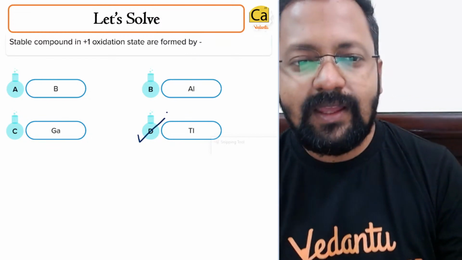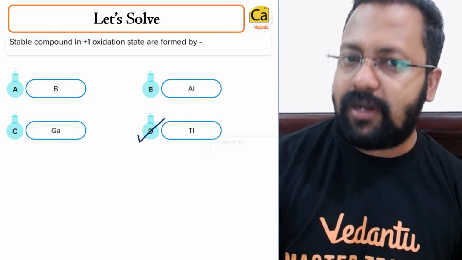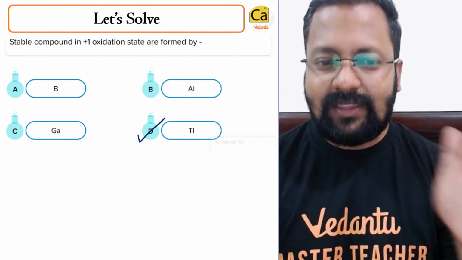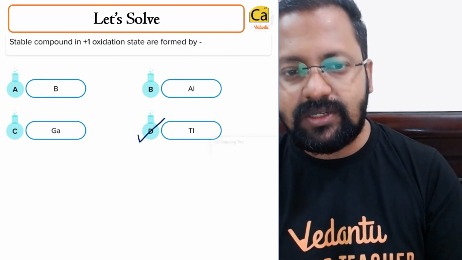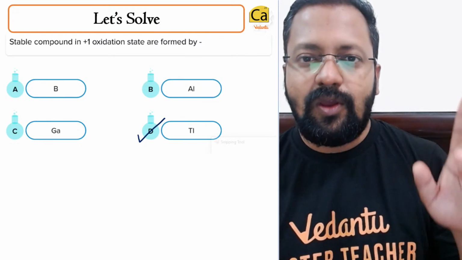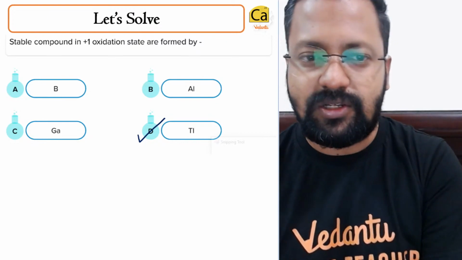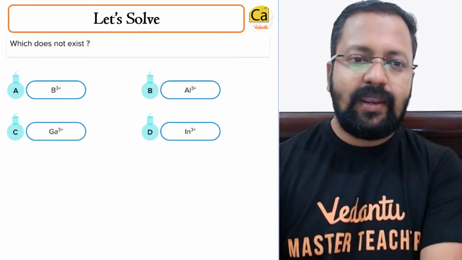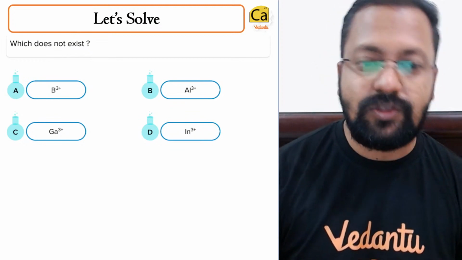D. Thallium. Thallium will form stable compounds in plus 1 oxidation state because thallium's plus 1 oxidation state is more stable than plus 3 oxidation state. So it is thallium among these whose plus 1 oxidation state compounds are more stable than plus 3 oxidation state compounds. Next, which does not exist? Very beautiful question. Which does not exist?